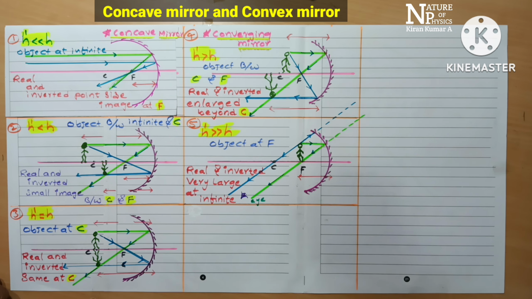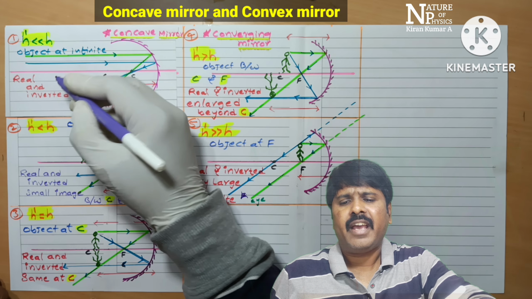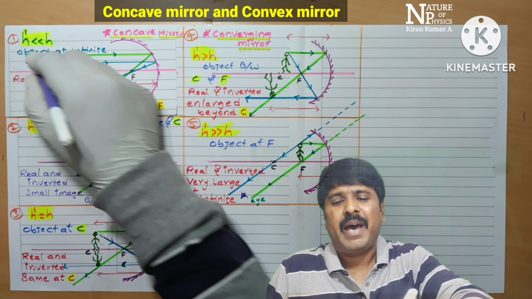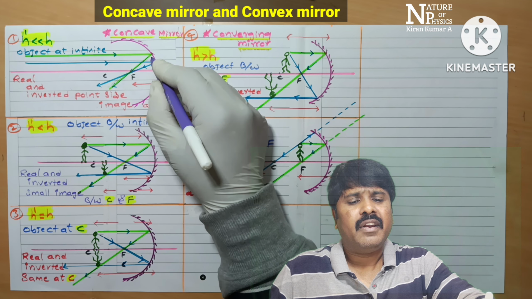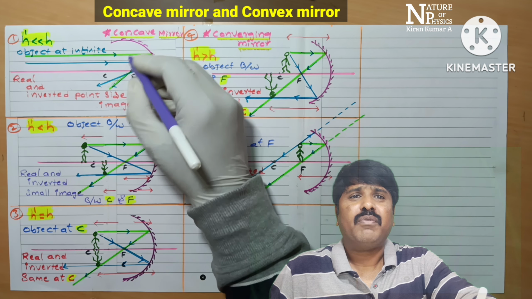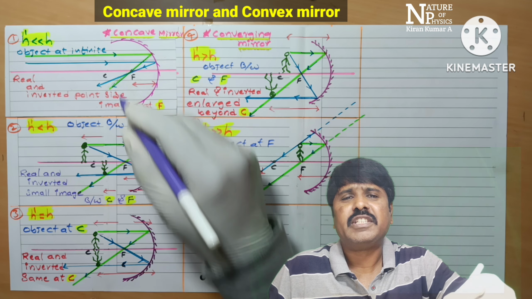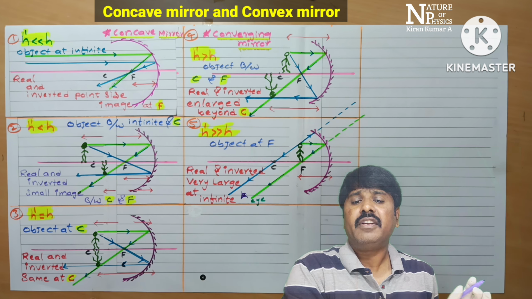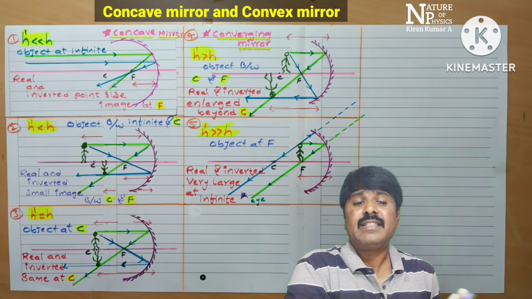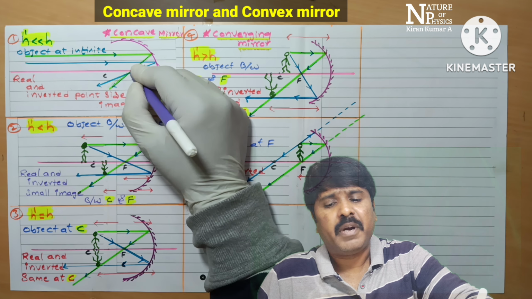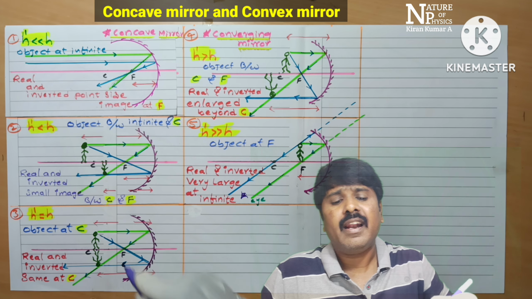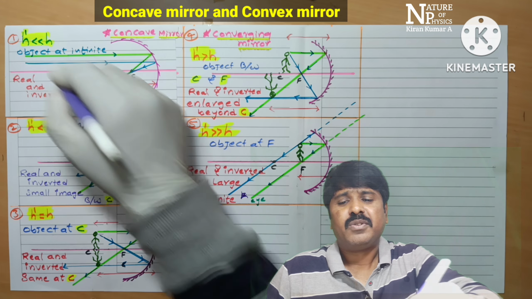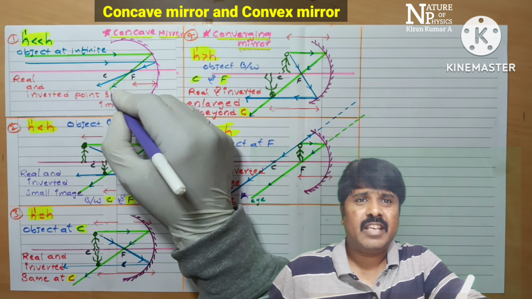See there. In the first diagram, the object is at infinite distance, and the parallel rays incident on the concave mirror always pass through the principal focus. See, the object is at infinite distance, student. So the parallel rays pass through the principal focus, so a real and inverted point-size image forms at the principal focus, and h dash is taken as the image height.